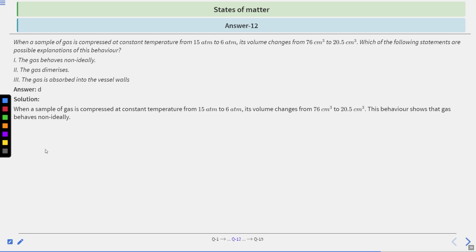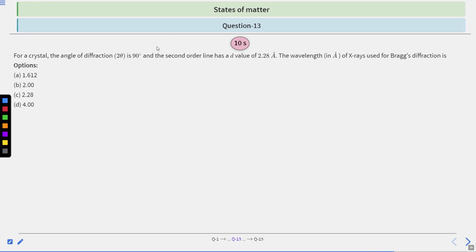Okay, so moving on to our next question, that is question number 13. For a crystal, the angle of diffraction 2 theta is 90 degree, and the second order line has a d value of 2.28 angstrom. The wavelength in angstrom of X-rays used for Bragg's diffraction is? So options are 1.612, 2, 2.28 or 4. You have 10 seconds to solve this question. After that, we will see the answer.